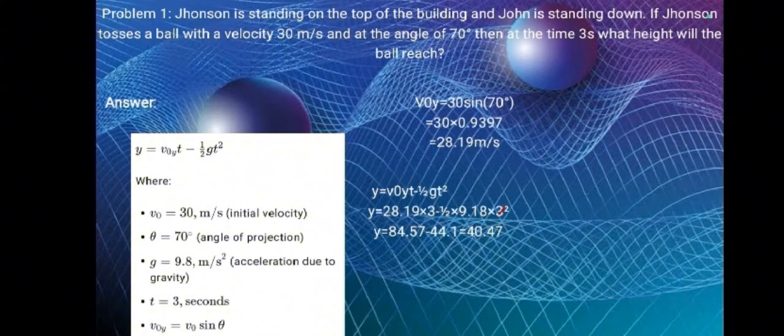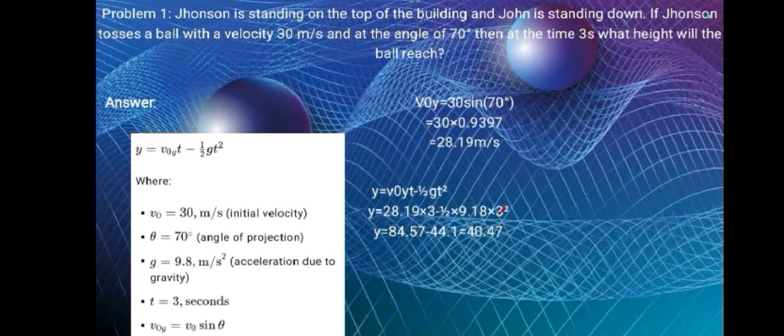So we have here the guide. y is equal to V0y t minus 1/2 g t squared, where V0 is equal to 30 meters per second, the initial velocity, and theta is equal to 70 degrees, the angle of projection. And g is equal to 9.8 meters per second squared, the acceleration due to gravity. And our time is 3 seconds.